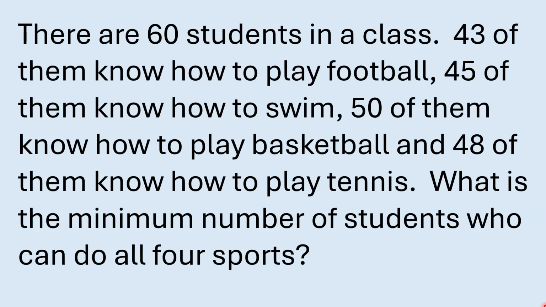There are 60 students in a class, and we know that 43 of them know how to play football, 45 of them know how to swim, 50 of them know how to play basketball, and 48 of them know how to play tennis. So the question here is, what is the minimum number of students who can do all four sports? Please pause the video at this point and spend as much time as you need to calculate it, and we come back for the answer.